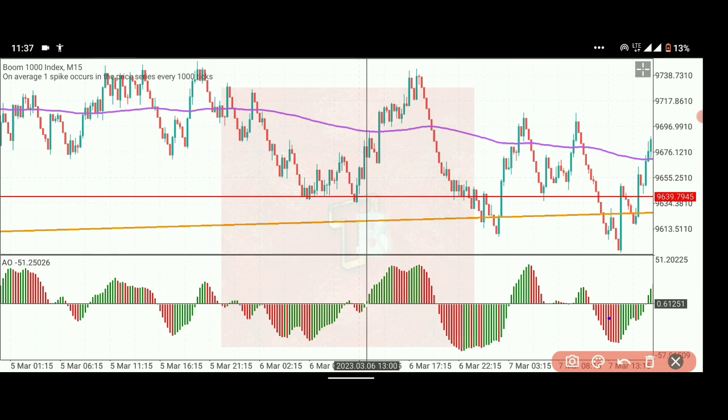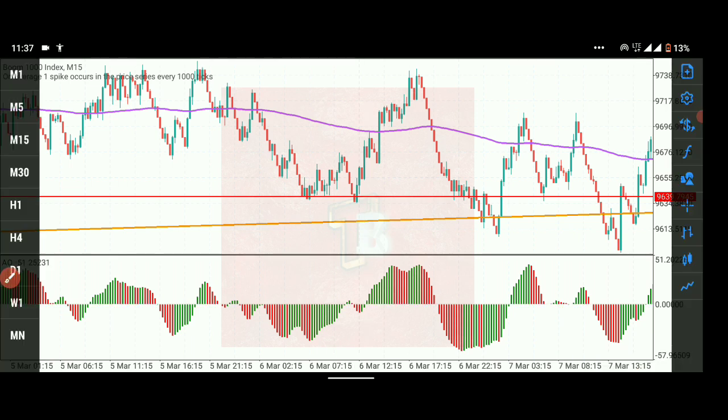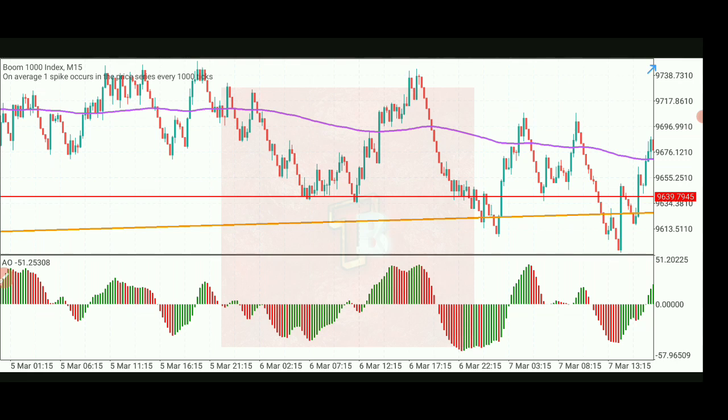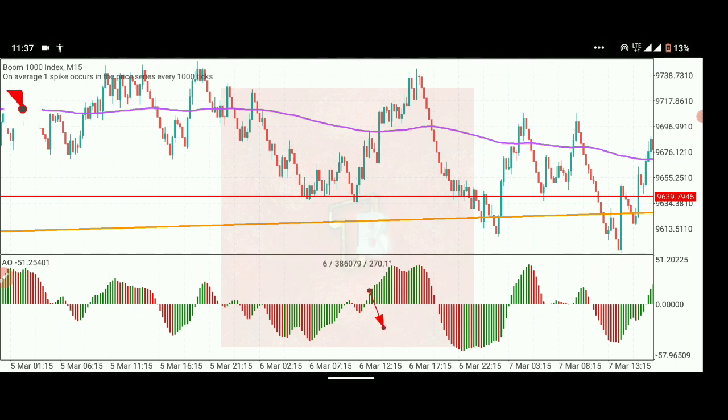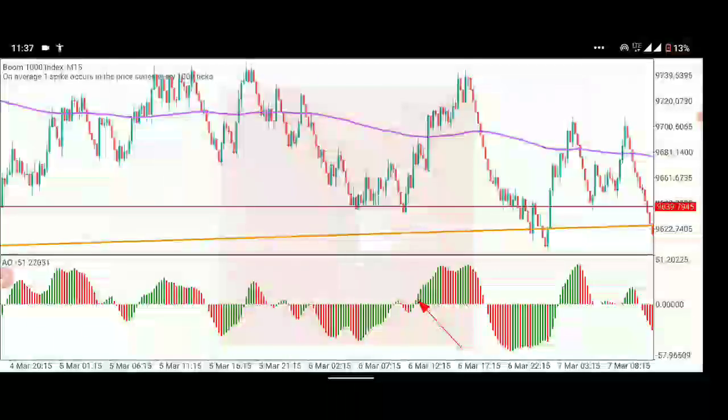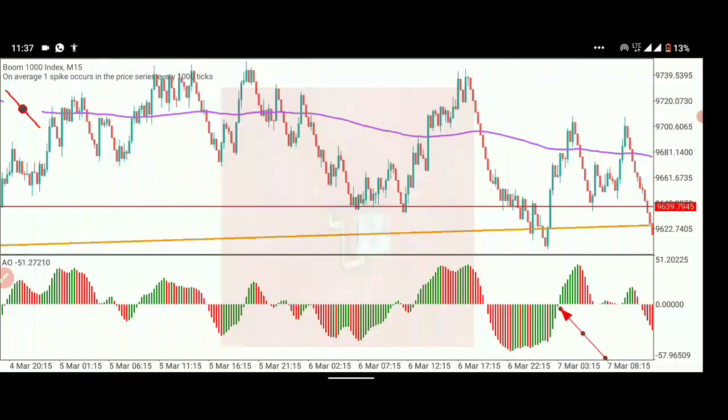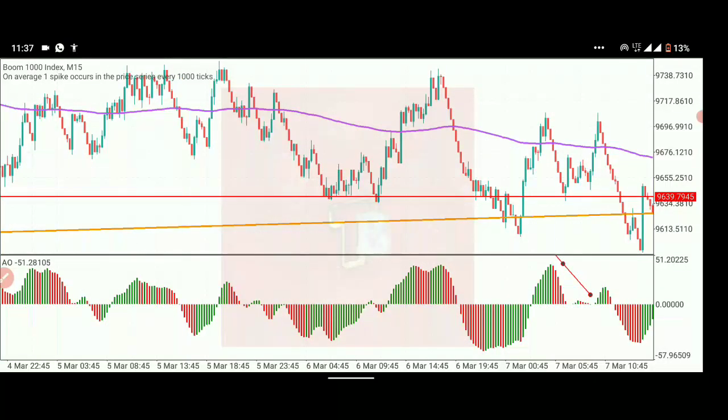Let me use an arrow so you see it clearly. I would have entered around here, this point here. That's where we should have entered. Once you see the crossing, you don't just enter. Now watch out for this one too. Once it crossed, it took this candle up here. So we don't just enter once we see the crossing. We wait for the closure of the histogram above the zero level.